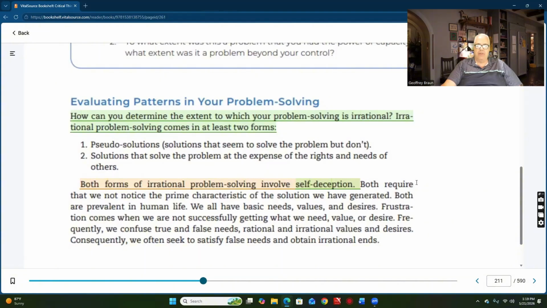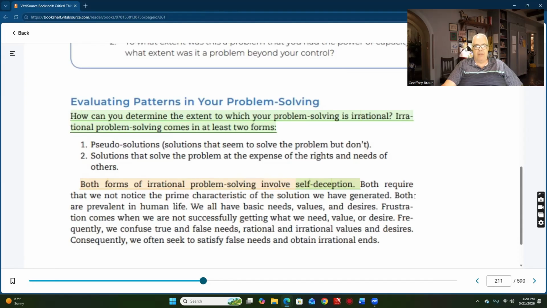And we also are self-deceptive in the sense that we very rarely listen to what other people are saying, or listen well, right? And we swear we're good listeners. We swear we're good thinkers. We swear we know things, right? But we're very self-deceiving. And once I realized how self-deceiving I was, I slowed down, became much more skeptical and realistic and calm, right? And deliberate about whether or not I believe something, that I know I believe something. Anyways, both require that we not notice the prime characteristics of the solution we have generated.